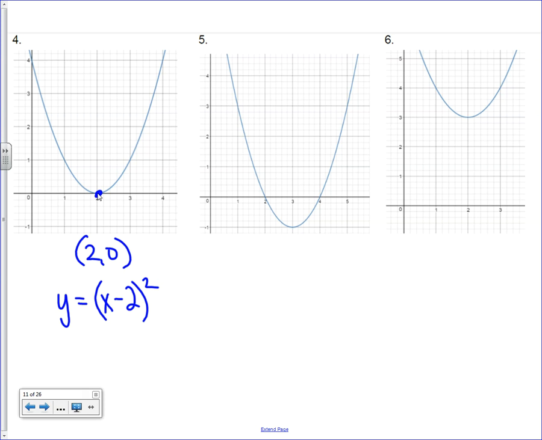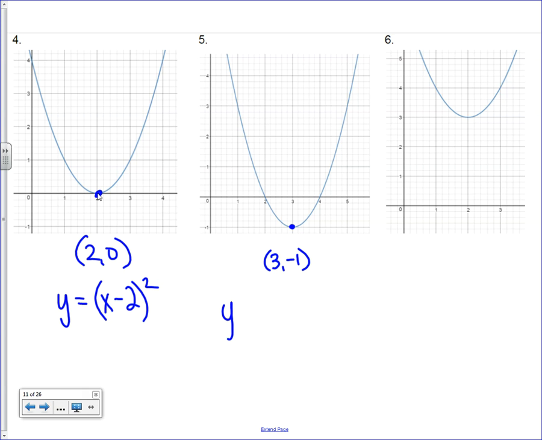Do I need anything off to the end? No, because I didn't move up or down. It's patterns here, folks. Lots of patterns. Number 5, my vertex. Oh, flip it around there for me, Logan. There you go, 3, -1.